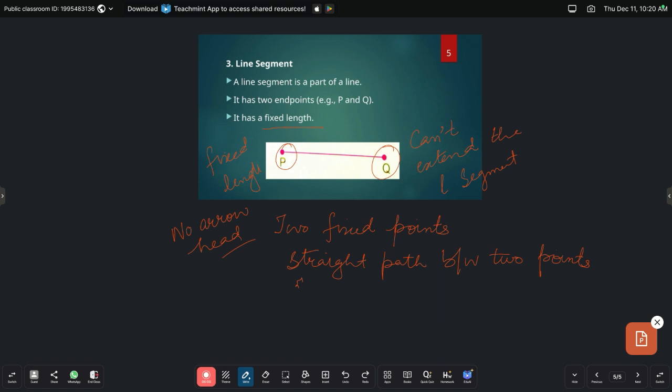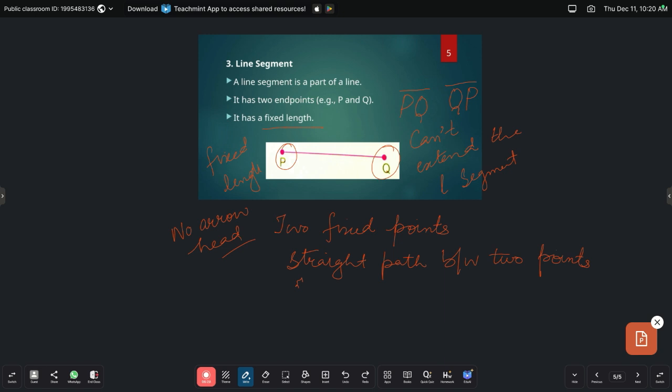So boys, now how can we represent this line segment? As it's named as P and Q, I'll show you how we can represent this line segment. Its representation can be like this: PQ with a small line segment over it, or we can write it as QP with a small line segment over it. Got it, boys?